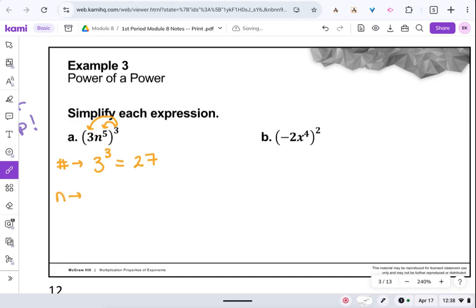My next base is N. It was N to the 5th. We're going to bring that exponent in. Since the exponents are going to be multiplying, I get N to the 15th. These are going to go together to represent my final answer.